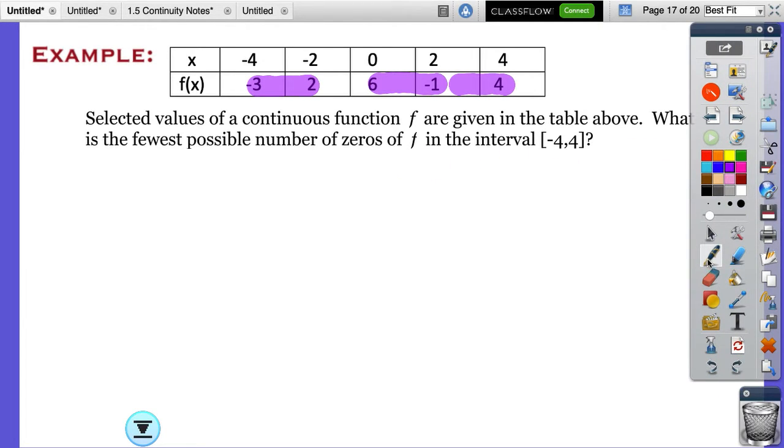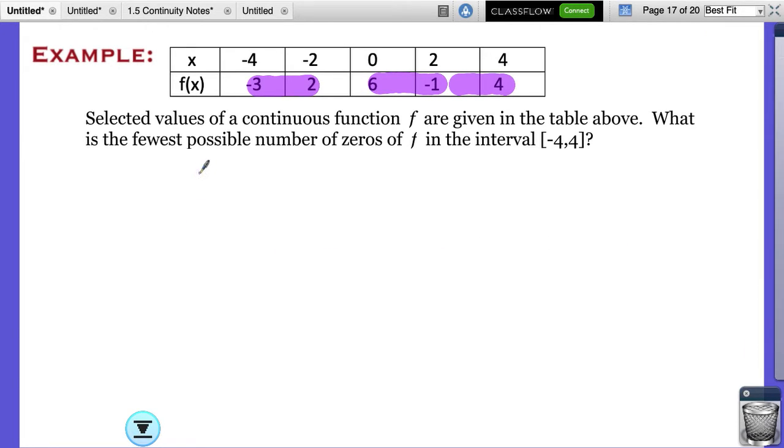So the intermediate value theorem says there has to be at least 3 zeros, zeros being a synonym here for x-intercept. There could be more, but I know there's at least 3.